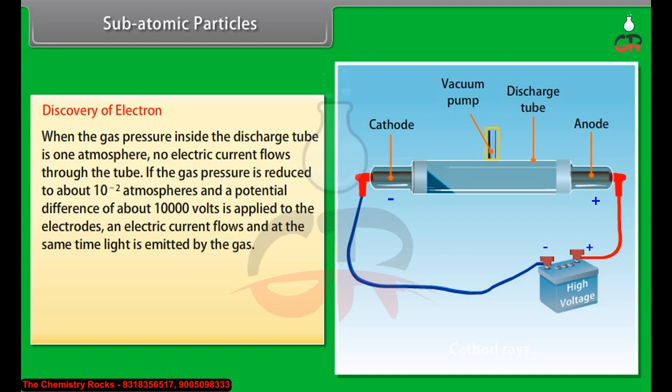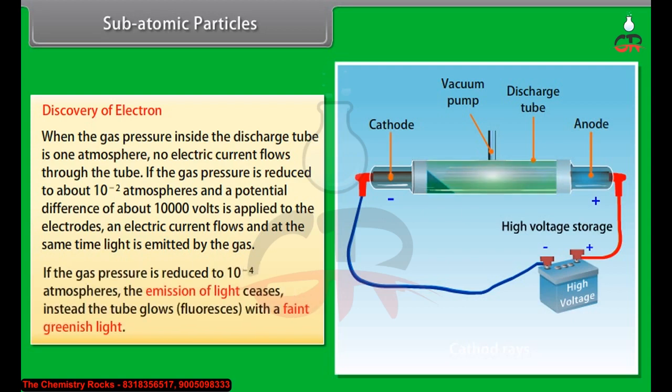If the gas pressure is reduced to about 10 to the power minus 2 atmospheres and a potential difference of about 10,000 volts is applied to the electrodes, an electric current flows and at the same time light is emitted by the gas. If the gas pressure is reduced to 10 to the power minus 4 atmospheres, the emission of light ceases. Instead, the tube glows, fluorescence with a faint greenish light.